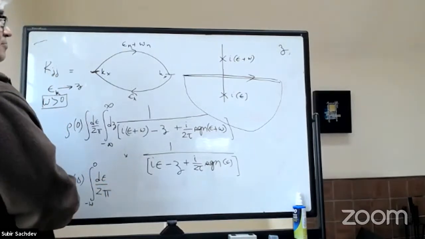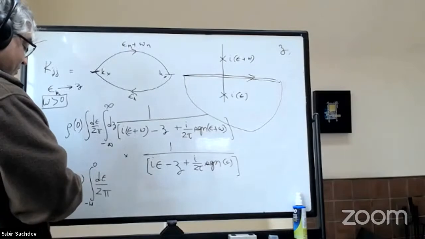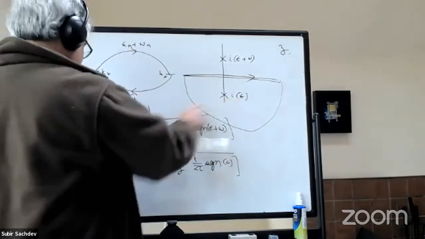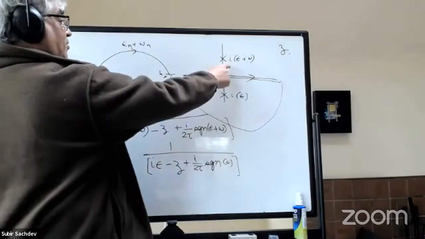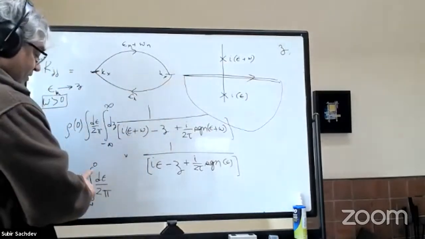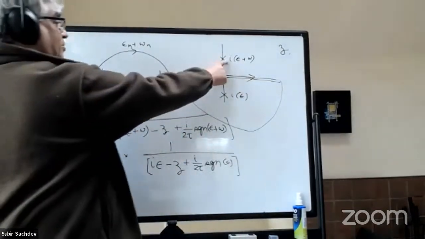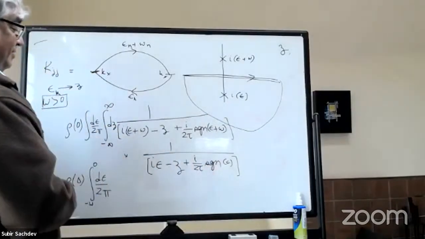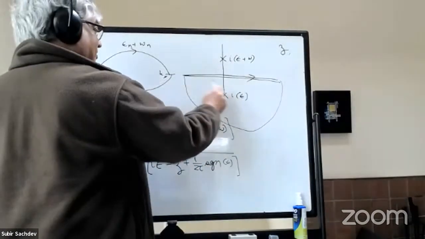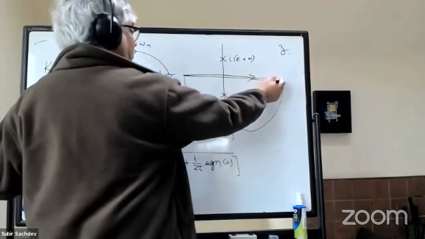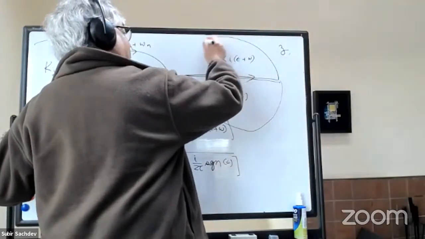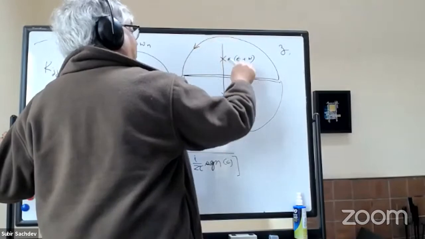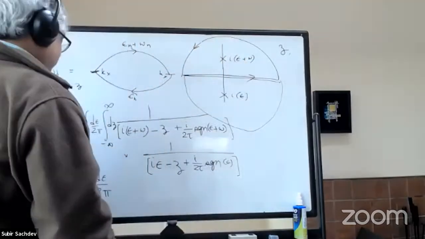Because if that wasn't the case, the poles would be in the same half plane. Only when epsilon becomes greater than 0, this pole pops out. If epsilon becomes less than minus omega, that pole comes down. And then I can do the integral. So one pole is here, one pole is here. So I'm going to close the contour in the upper half plane and pick up the contribution of this pole.